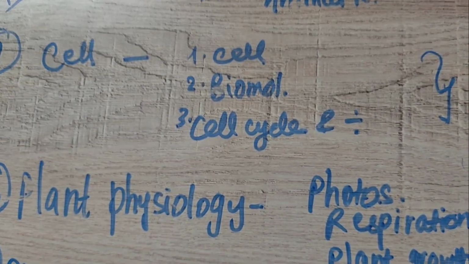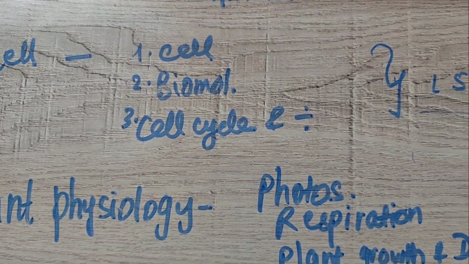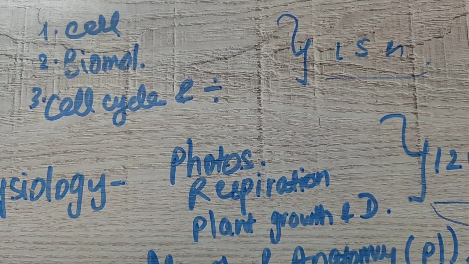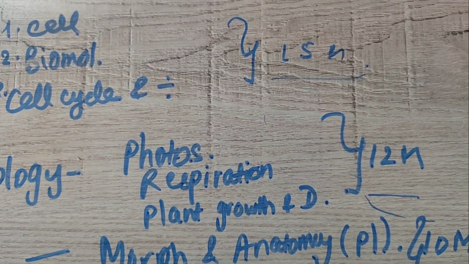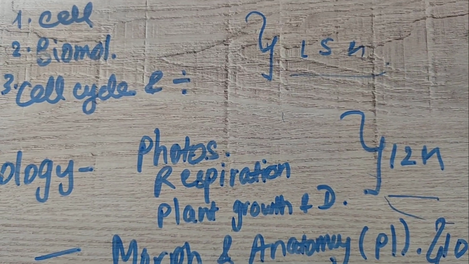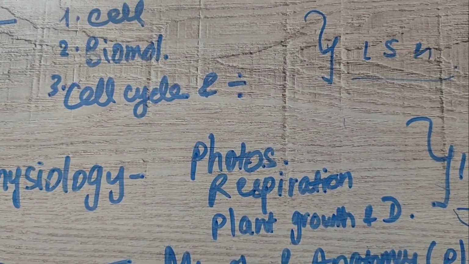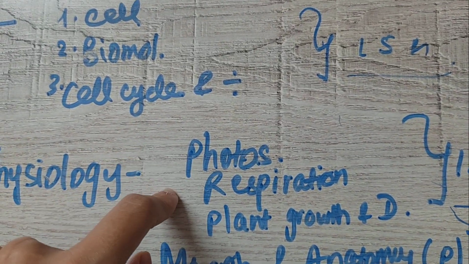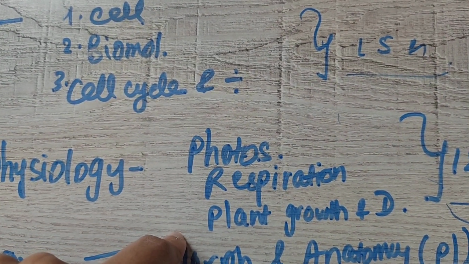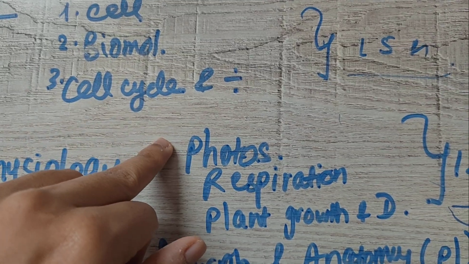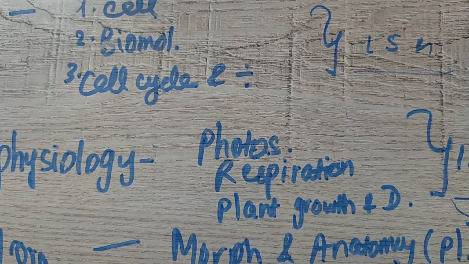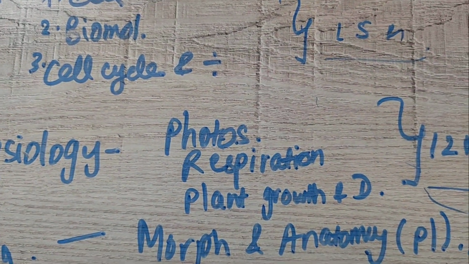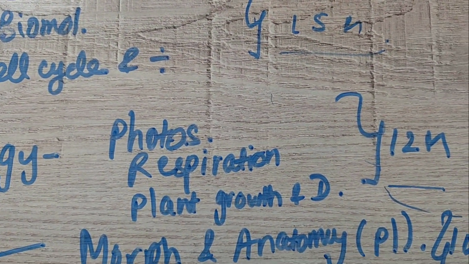Then we have the third unit, which is Plant Physiology. It consists of 3 chapters: photosynthesis, respiration, and plant growth and development. This consists of 12 marks. So again, speaking from experience, photosynthesis and respiration, it's all logical. It's more of logic. And plant growth and development is more memory based.